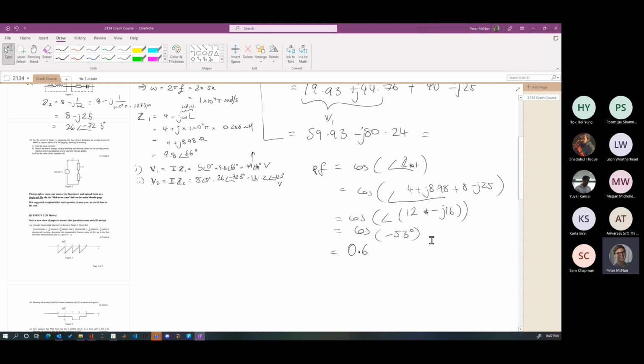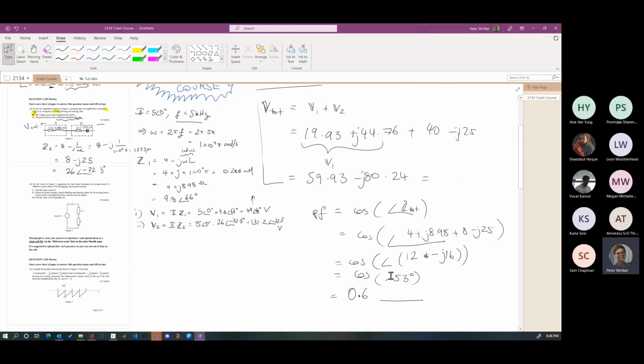Any thoughts on whether it's leading or lagging? Remember, we always need to say whether it's a leading or lagging power factor. Leading. Yep, excellent. Because we've got this negative here, that essentially means that our power triangle is pointing downwards. So this theta is negative, which means it's a net capacitive load. So it's a leading power factor. Any questions there, or that's all good?